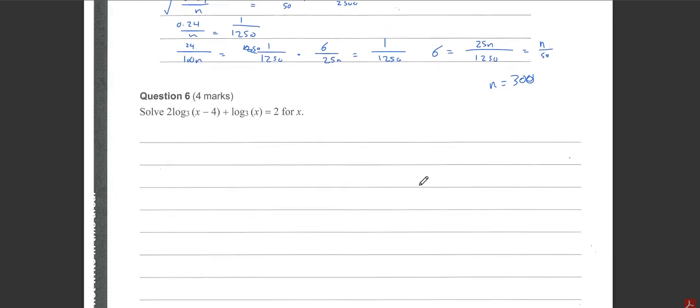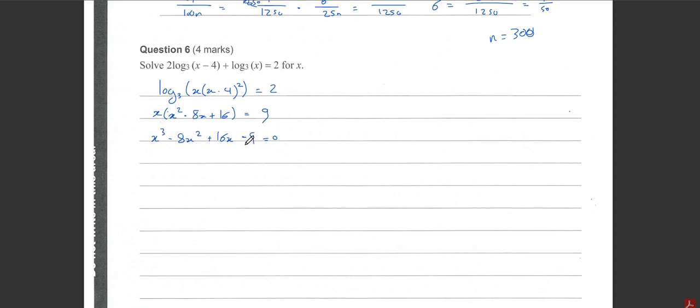All right. Solve this equation now. To do this, we're just going to combine all the logs. So we get log 3 of (x minus 4) squared is equal to 2. And then 3 to the power of both sides gives x squared minus 8x plus 16 is equal to 9. So x cubed minus 8x squared plus 16x minus 9 is equal to 0. And to find this, we need to substitute values, or factors of 9, to see which ones work.